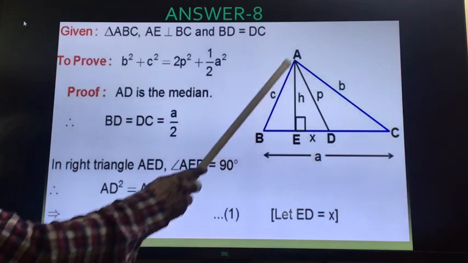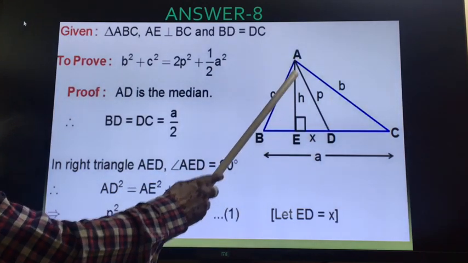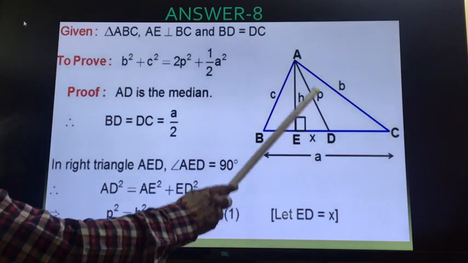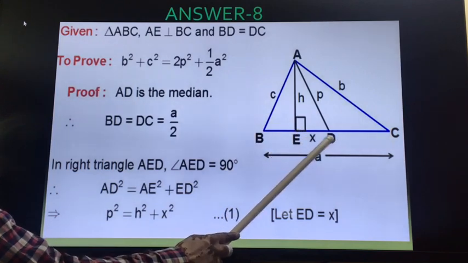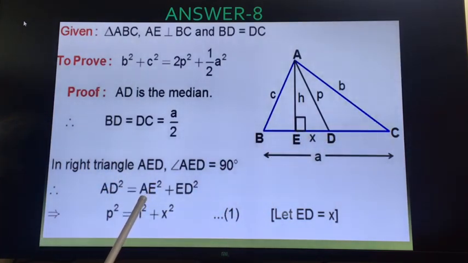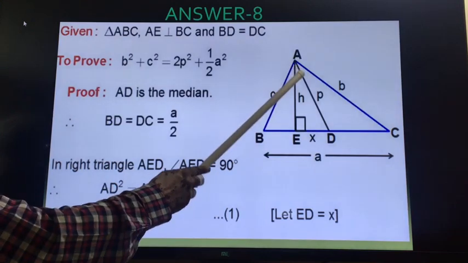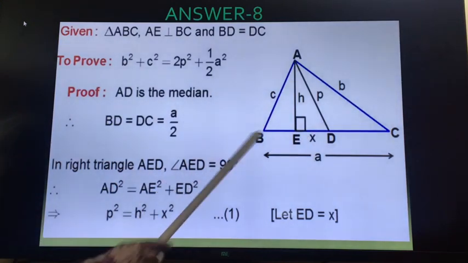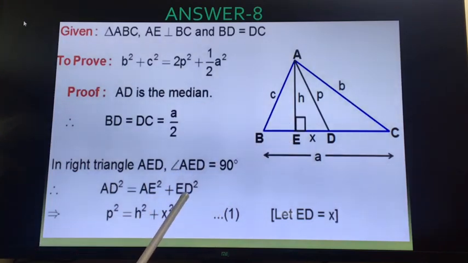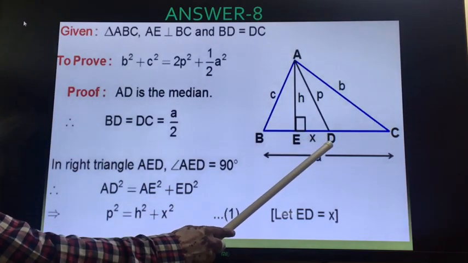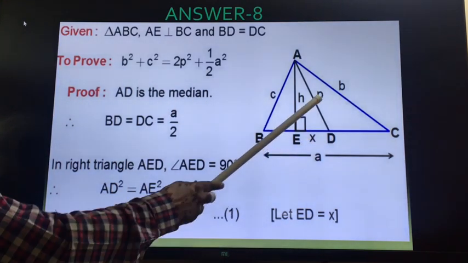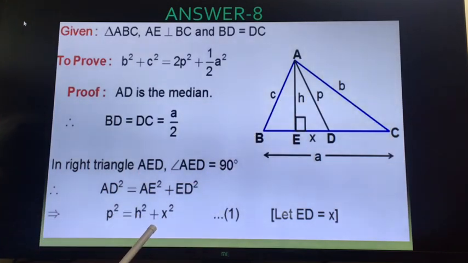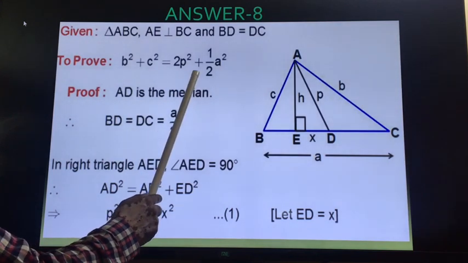Now in right triangle AED, we can apply the Pythagoras theorem. So hypotenuse AD square is equal to AE square plus ED square. In place of AD square we can write p square, is equal to AE, which is h, so h square plus ED, which we can suppose as x, so plus x square. So we got p square is equal to h square plus x square by the Pythagoras theorem. This is our first equation, and we got the value of p square.